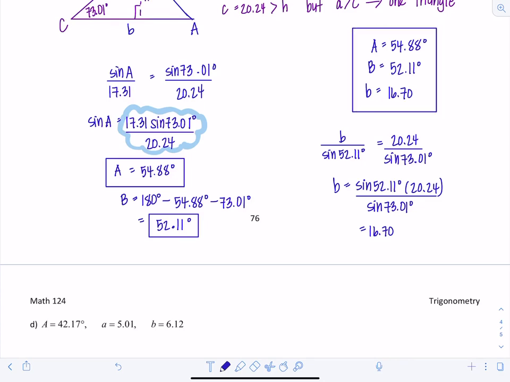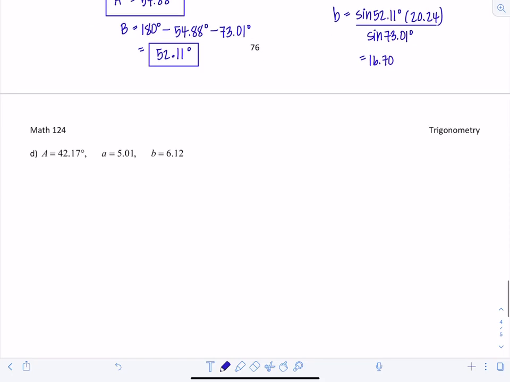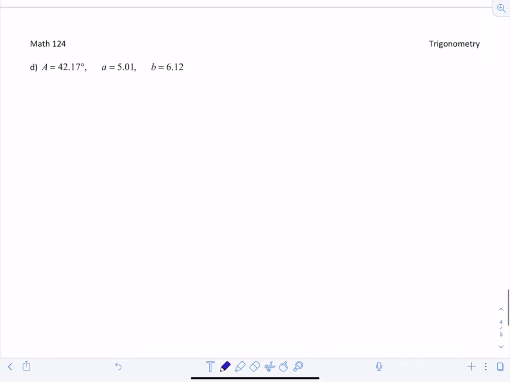All right, so this is how to solve when there is actually one triangle. All right, but I'm sure you're curious, what does it look like when there's two possible triangles? Well, that's what's coming up next.